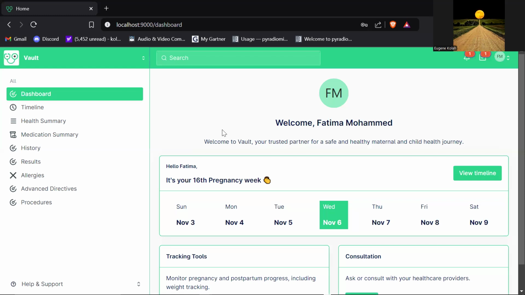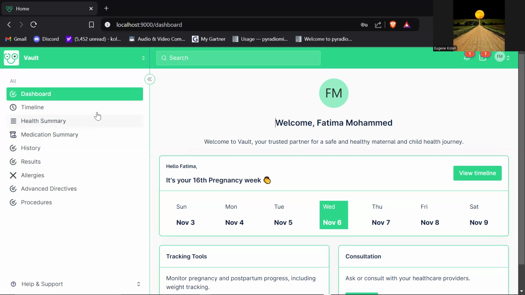So when Fatima logs in, the first thing that she'll be able to see is a timeline, and this timeline is also on the left side. And what is included in this current iteration is a timeline, since this is a maternal and child health journey, where there are so many immunizations and also antenatal care visits that usually do happen.